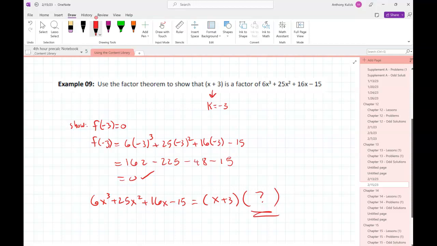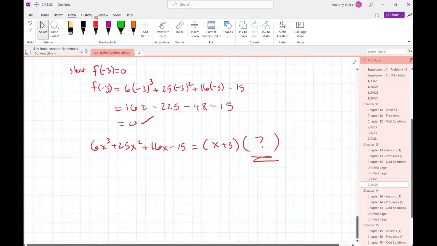What are we going to have to do to get that other half of our factor, or that other factor? What's the other way that we could use to do this? What other process is going to give us that information that the remainder is 0, but also tell us what that other half of our factoring problem is? It's polynomial division.